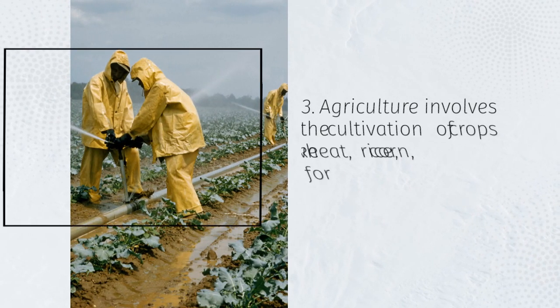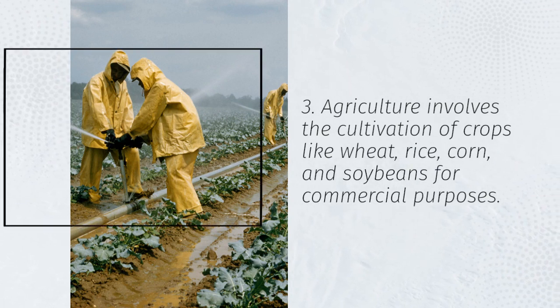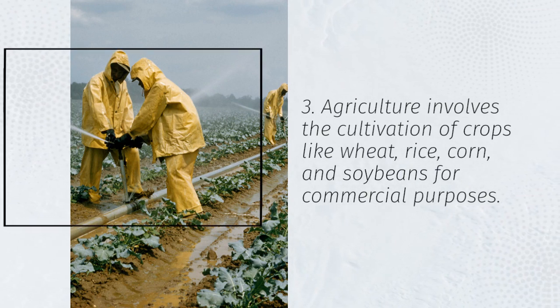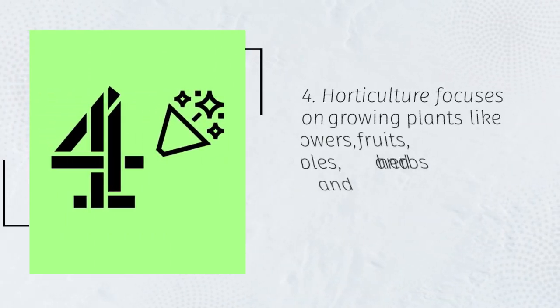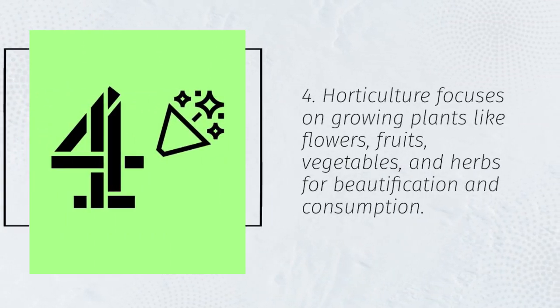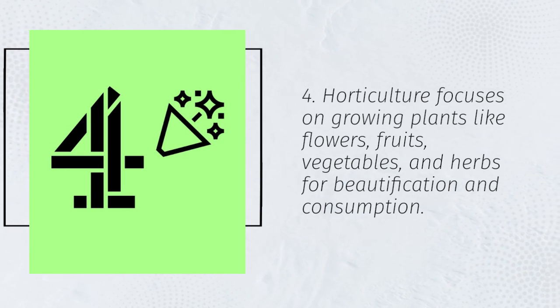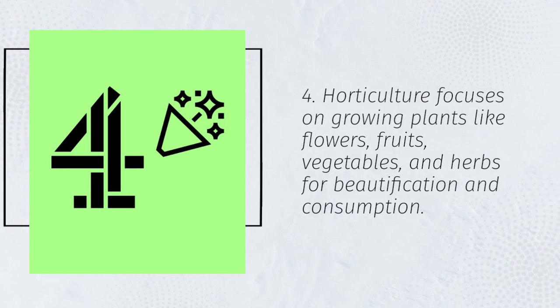3. Agriculture involves the cultivation of crops like wheat, rice, corn, and soybeans for commercial purposes. 4. Horticulture focuses on growing plants like flowers, fruits, vegetables, and herbs for beautification and consumption.